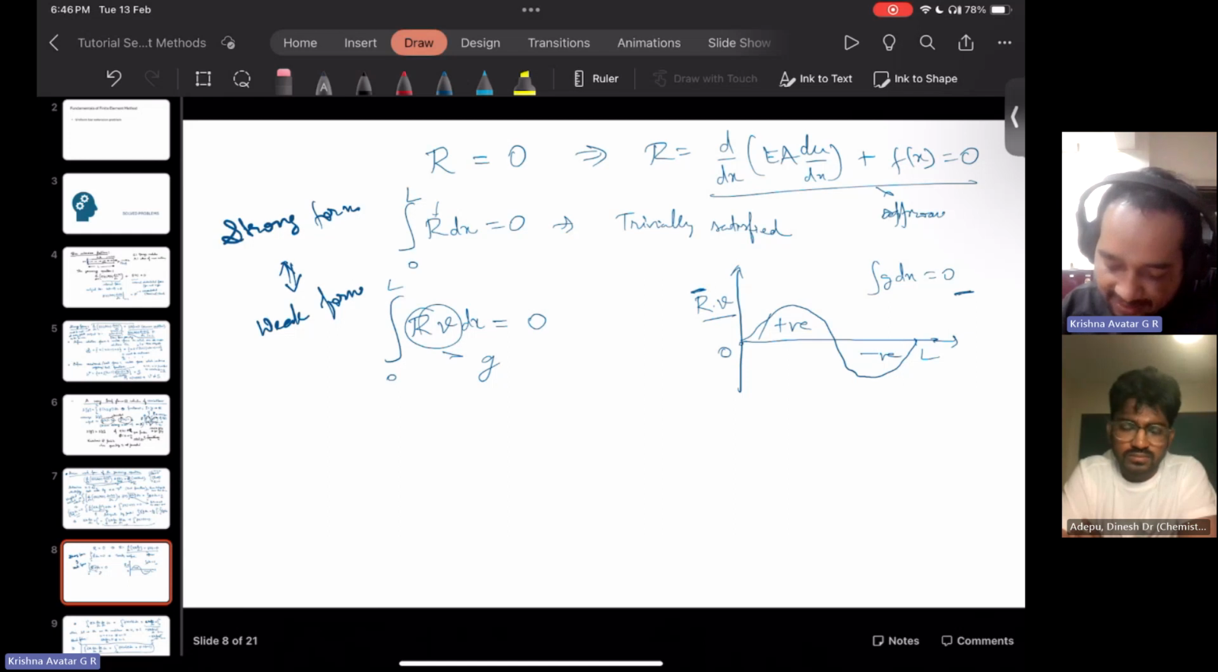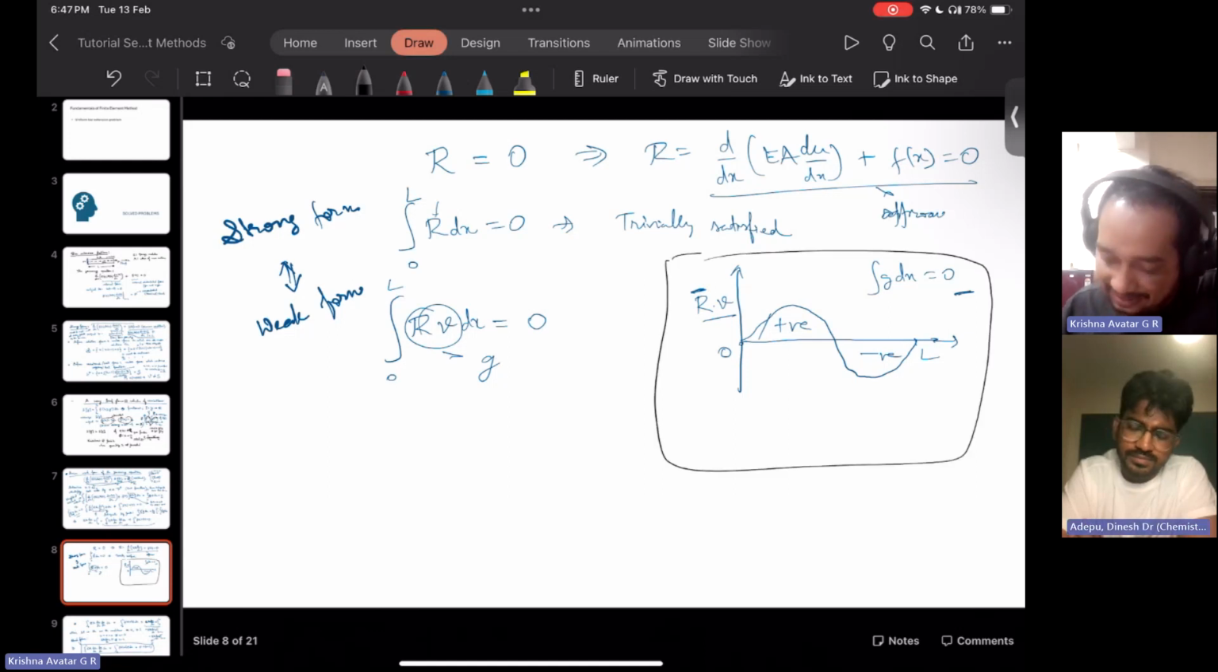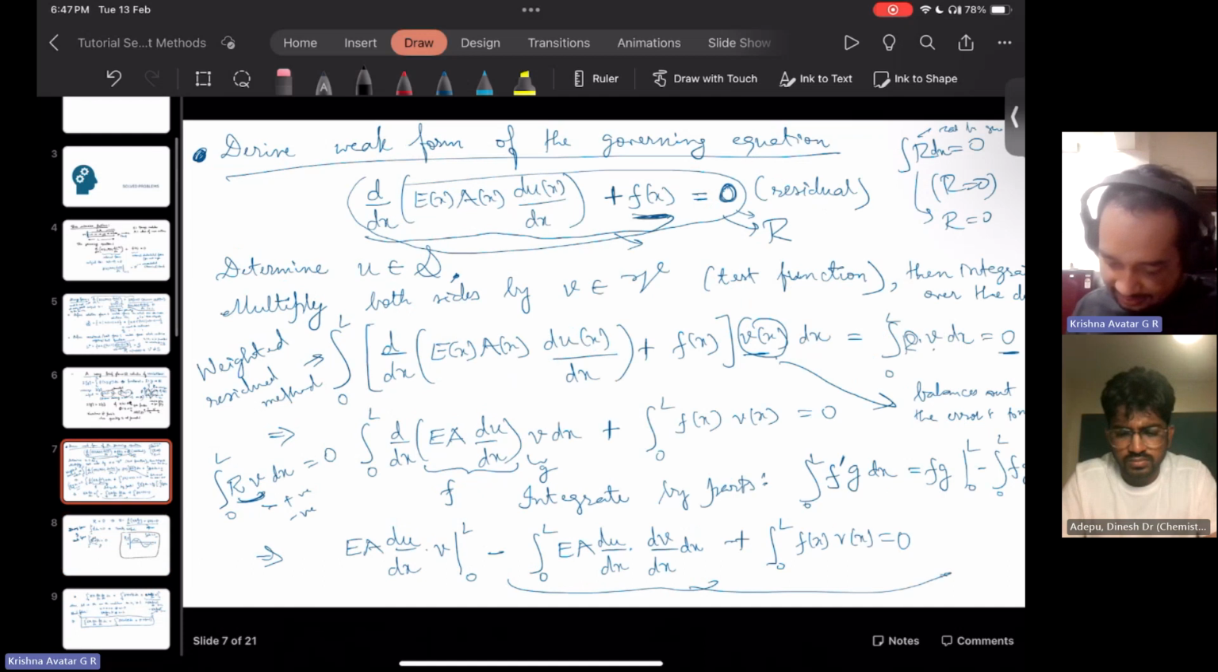This solution and this graph will be used later. I'll just come to that. Sure, let's keep it here. We'll come back because this graph will be used a little later. So these are equivalent, which means that R is still equal to 0, and this R bar we will come to after some time.